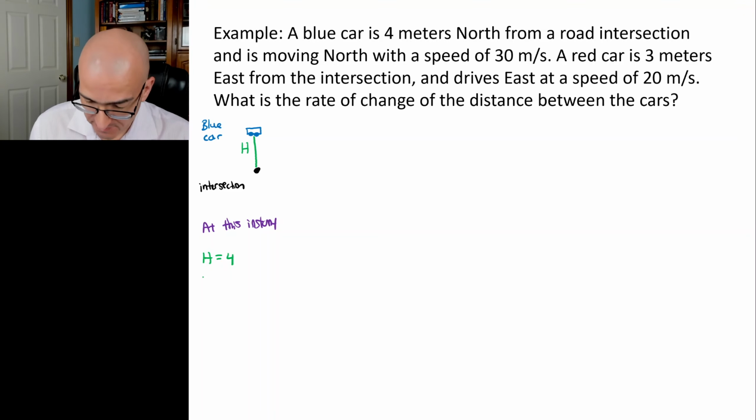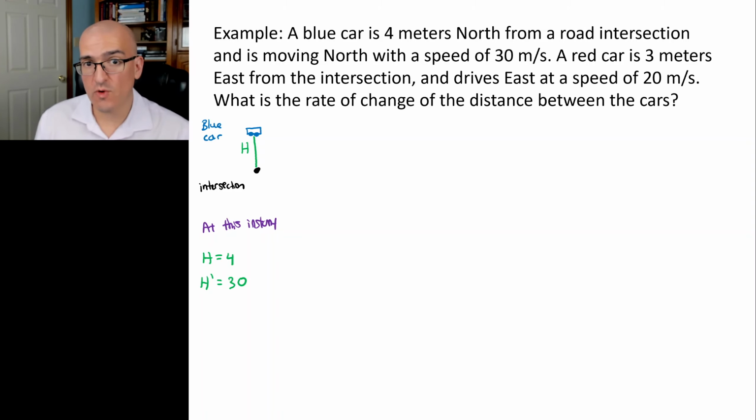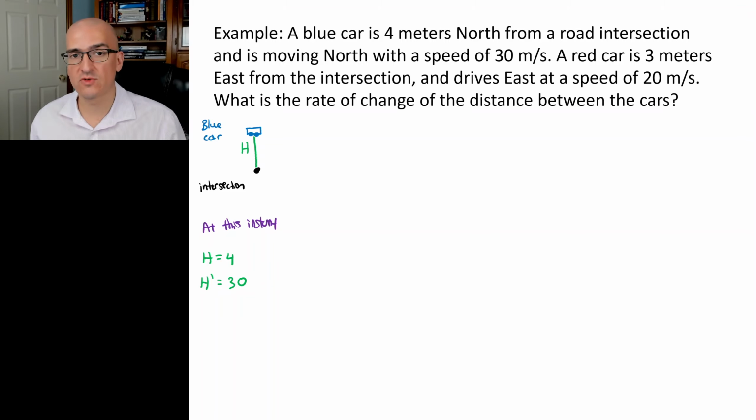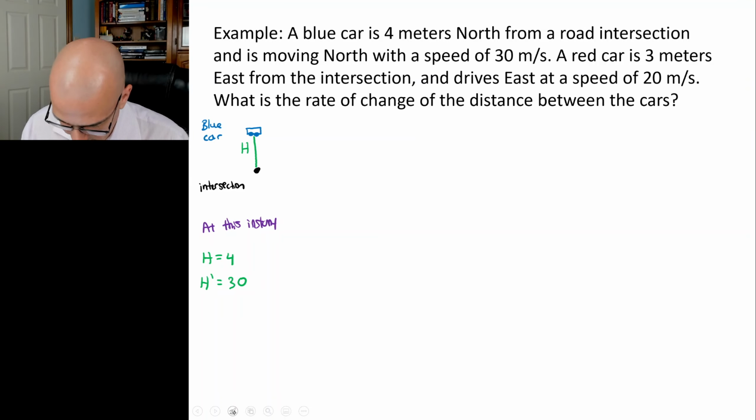So H prime is equal to 30. Positive, not because it's moving north. Don't make that mistake. It's positive because the distance is getting larger, not because it's going north. If it was going south and it was moving away from the intersection, H prime would still be positive 30. And this causes enormous problems in physics classes. I'm glad this is a math class. Less of an issue here.